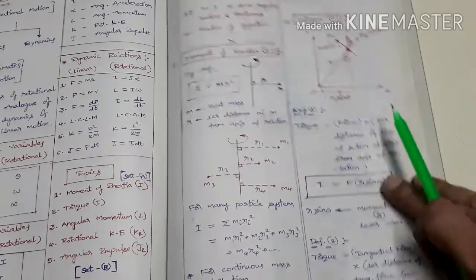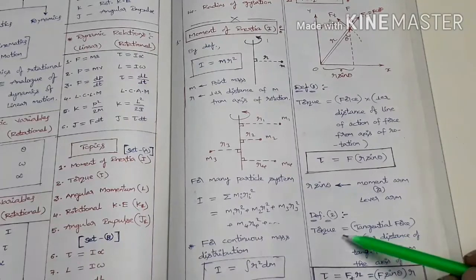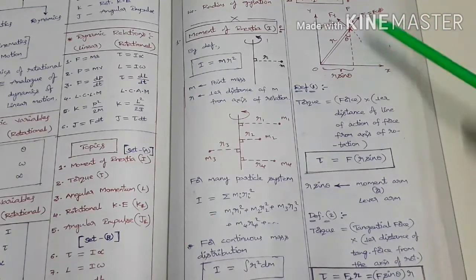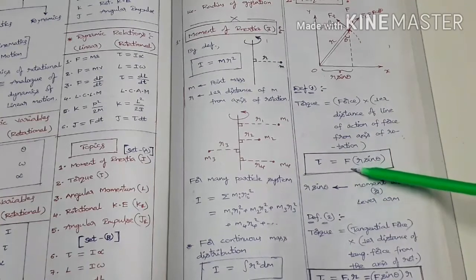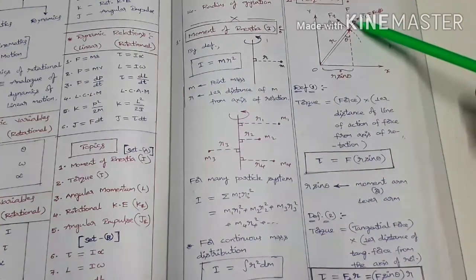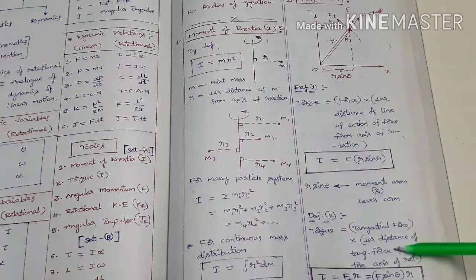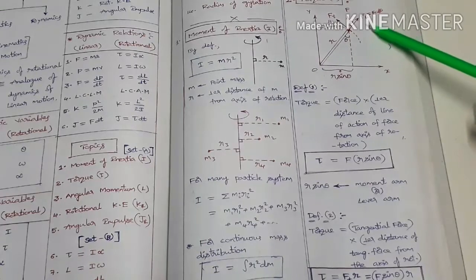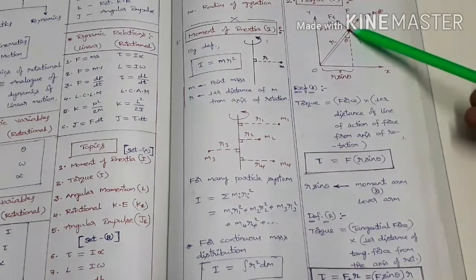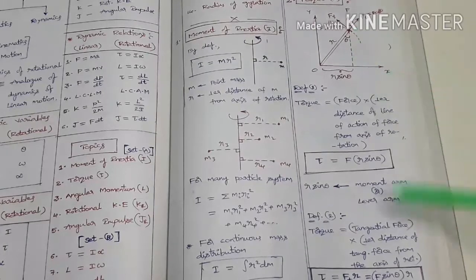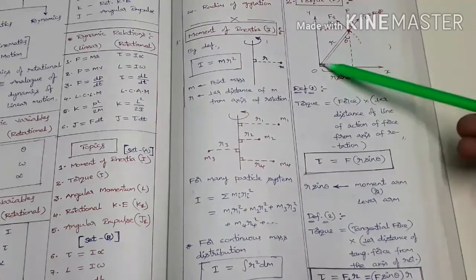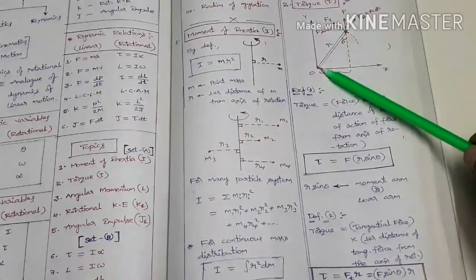So definition 2: torque equals tangential force into perpendicular distance of the tangential force from the axis of rotation. See here, in this definition, the force is the actual original force which is applied here. But here I am considering the tangential force, because the radial force has nothing to do with the rotational motion. Only the tangential force is responsible for the rotational motion here. So I am considering this one. So torque tau equals tangential force into perpendicular distance of the tangential force from the axis of rotation.